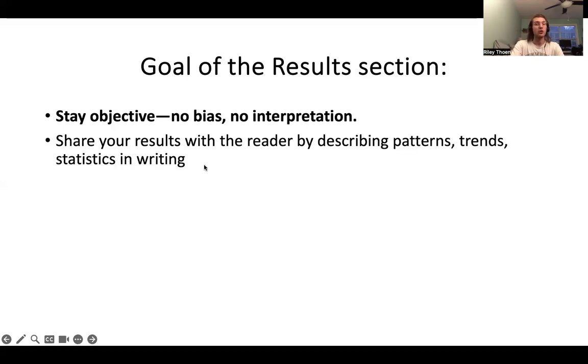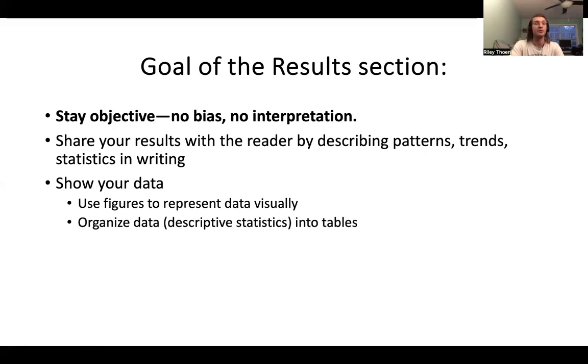In the main text or the body of your paper, you can share your results with your reader by describing any sort of patterns and trends, and you also want to report any statistics in writing. But additionally, you're also going to generate figures and tables of your data. And you will also include these in your paper, of course, in a different section. But overall, you're going to need both the written results section and the figures.